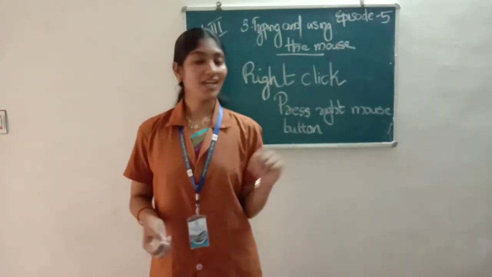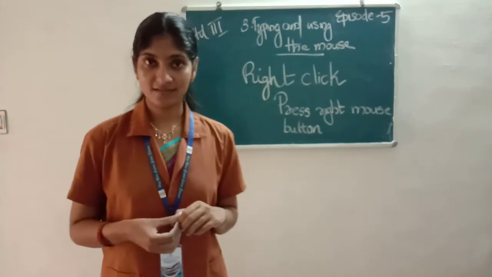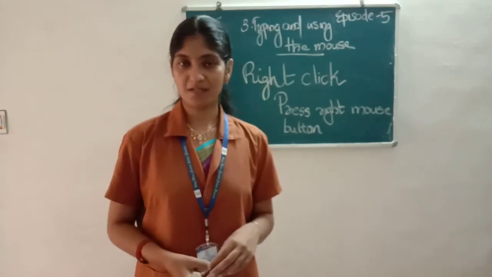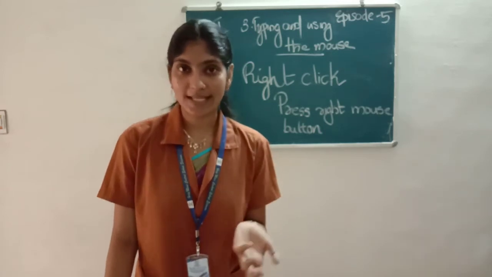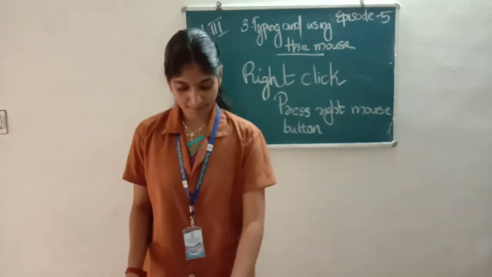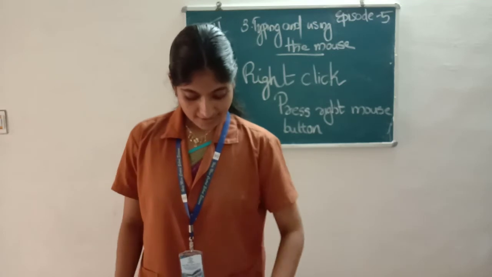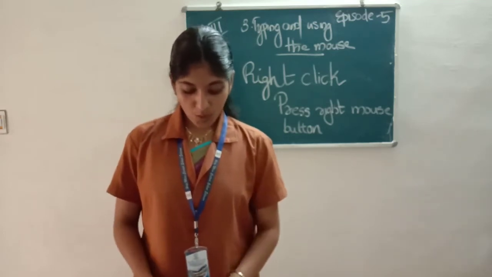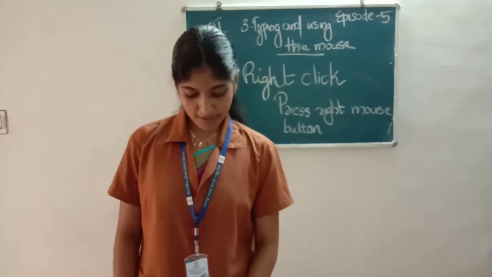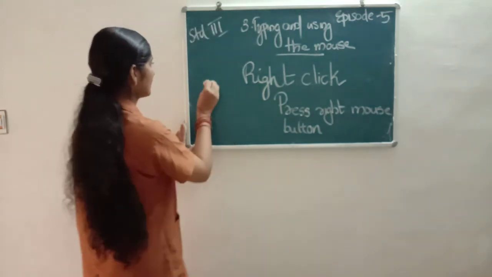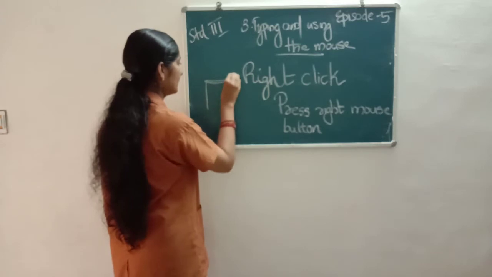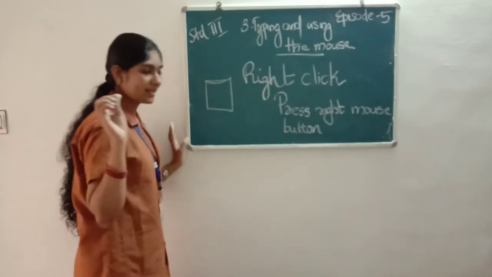So when we click the right button, there are some options. A drop down menu will appear. So you have to select the options. For example, right click gives a shortcut menu which contains some options related to the object which you have clicked on. That means, for example, if this is a folder, what are the actions?